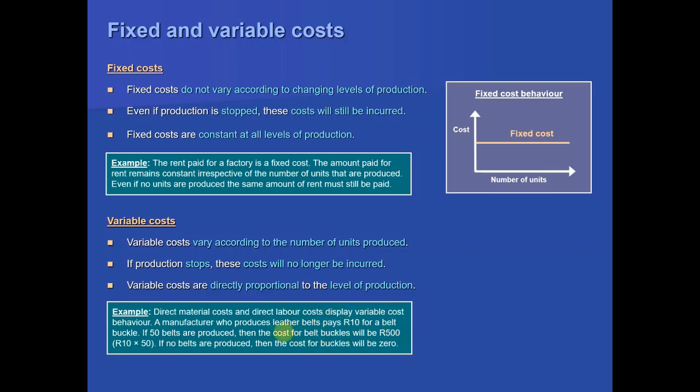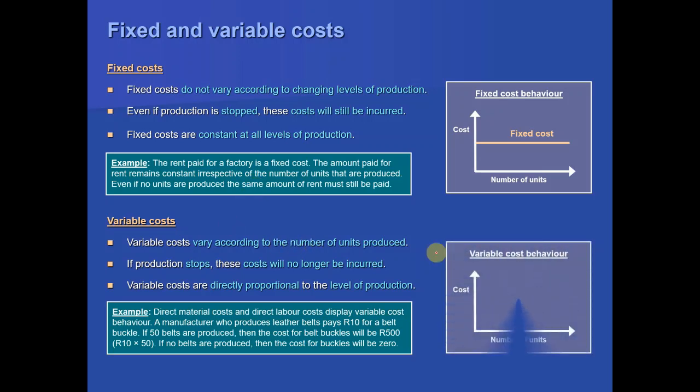A manufacturer who produces leather belts pays 10 Rand for a belt buckle. If 50 belts are produced, then the cost for belt buckles will be 500 Rand, the 50 times 10. If no belts are produced, then the cost for buckles will be 0. So graphically, the more units we produce, the higher the cost.